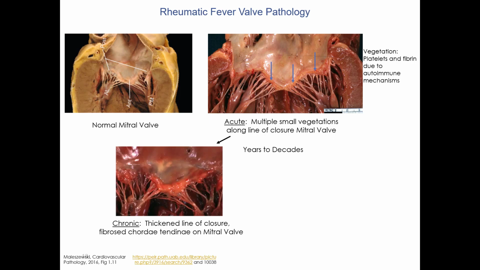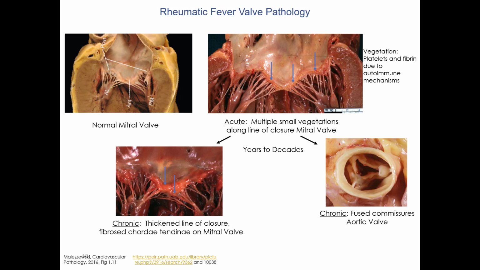After years to decades, you can get the findings of chronic rheumatic heart disease, which are the thickened line of closure, which I'm showing right here, and the fibrosed chordae tendineae, which I'm showing right here. Also, you can get fused commissures, which I am showing on this picture, in the aortic valve. You can see the fused commissures here and here.